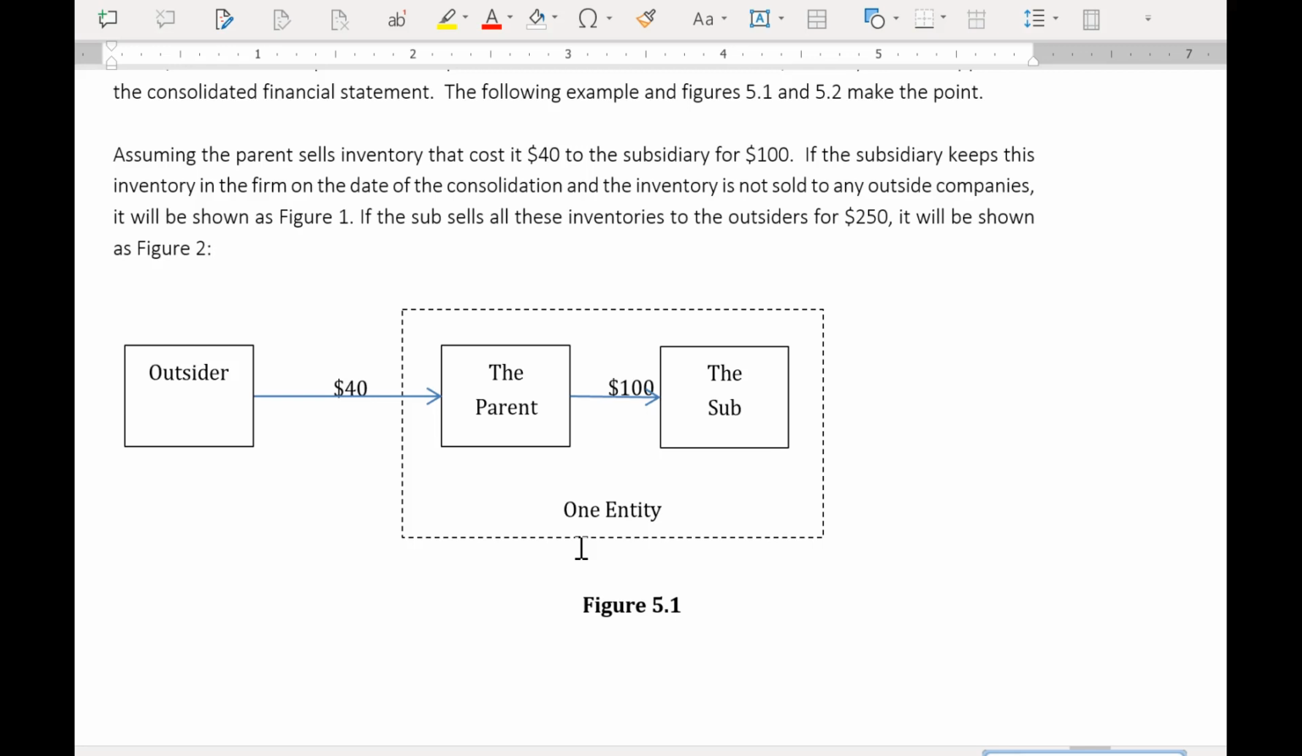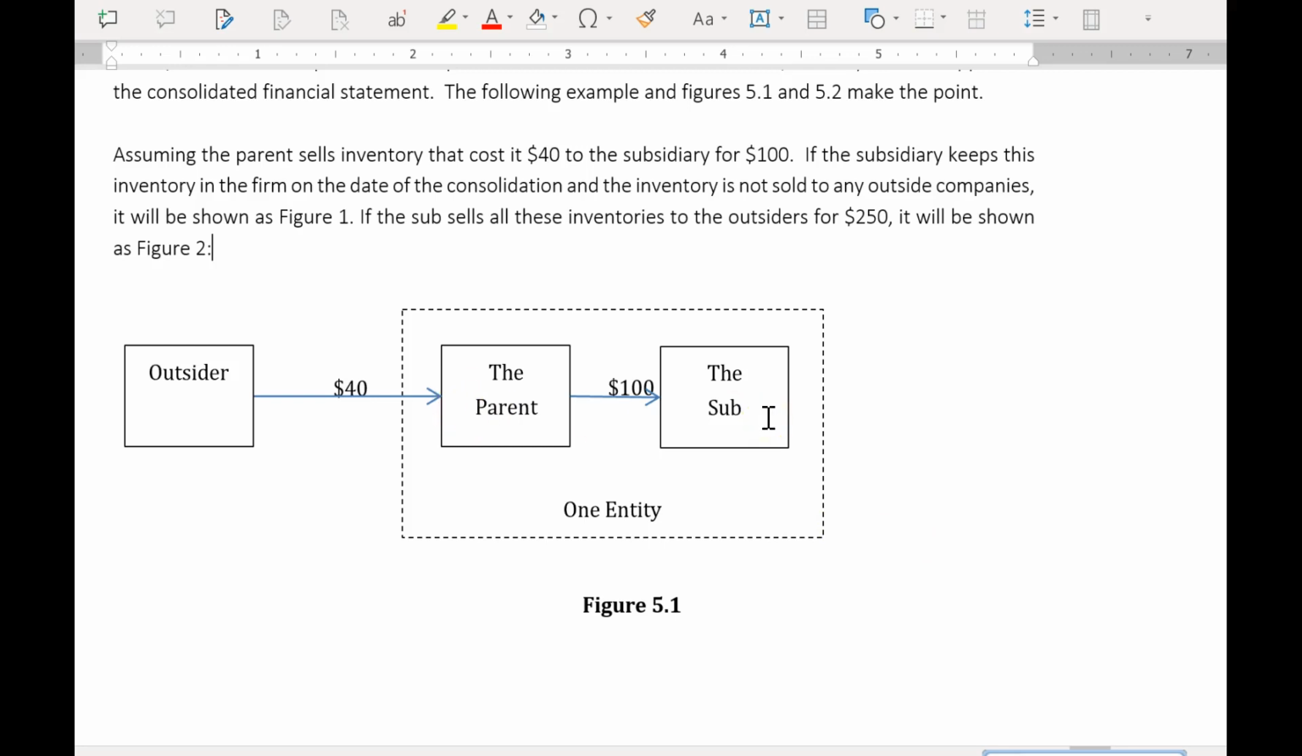When we talk about intra-entity sales, we refer to the sales happening between the parent and the subsidiary. Remember, when the parent acquires more than 51% of the subsidiary, the parent basically controls the subsidiary via voting rights. So we call these two parties, the parent and the subsidiary, now one entity. This box here represents one entity, consisting of the parent and the subsidiary.